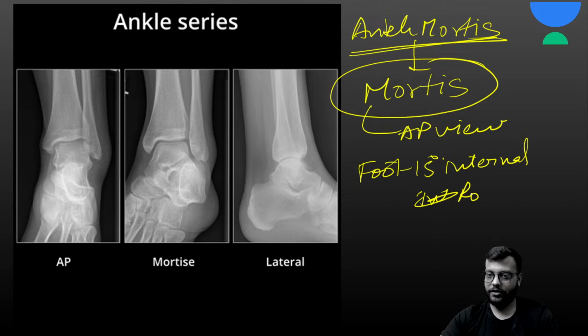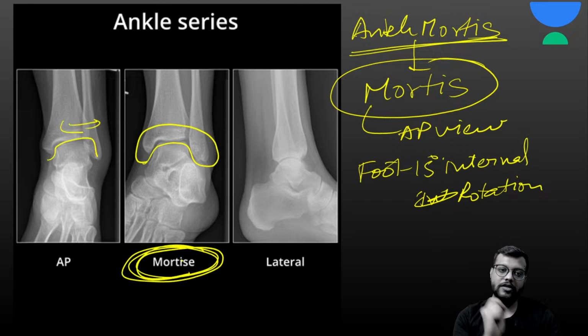This is your ankle mortise. See, in AP the entire joint line is not visible and also the tibiofibular syndesmosis is not visible. In the mortise view you can visualize it completely. This is your mortise view. And remember, in any ankle injury, your aim is to maintain this mortise and restore the normal ankle mortise. This is your aim in any type of ankle injury.